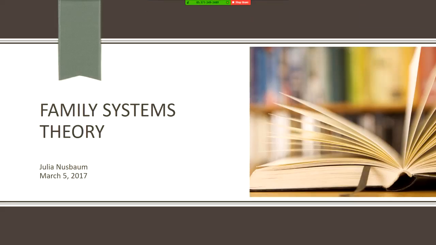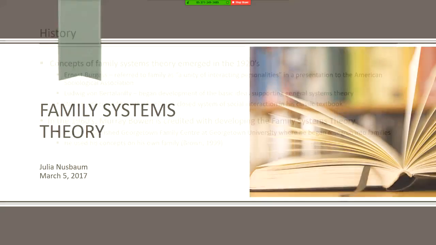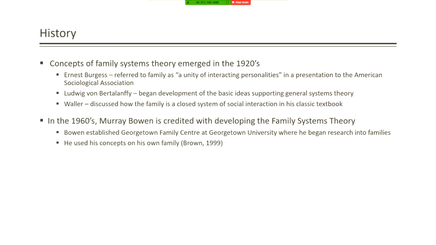So let's get started and go over family systems theory. The history. In the 1960s, Murray Bowen was credited with developing the family systems theory. Bowen established the Georgetown Family Center at Georgetown University, where he began research into families. He used his concepts on his own family and did a study of them, which I found very interesting.